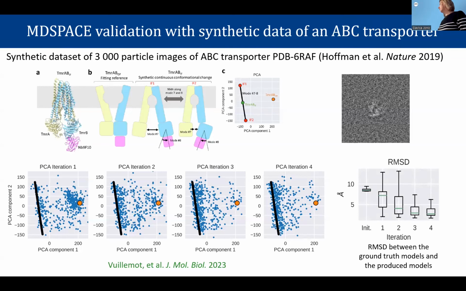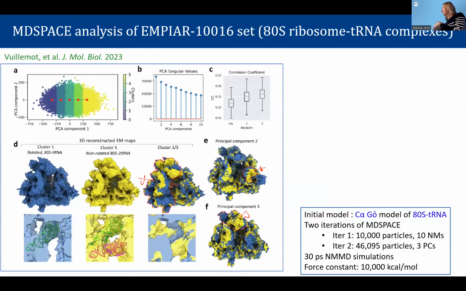And so this is the root mean square deviation that is measured between the ground truth models and these fitted models. So you see that iteratively this error reduces. And then we also treated some experimental data.